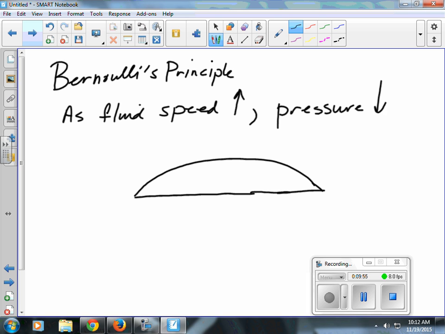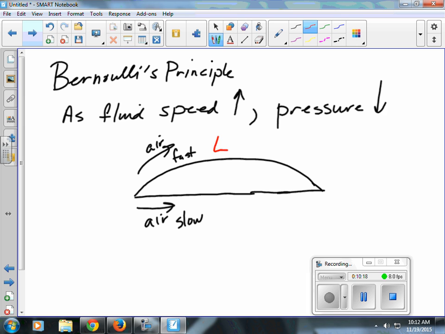Okay, airspeed is faster here, right? Airspeed here is slower, right? Okay, so where's the low pressure? On top.